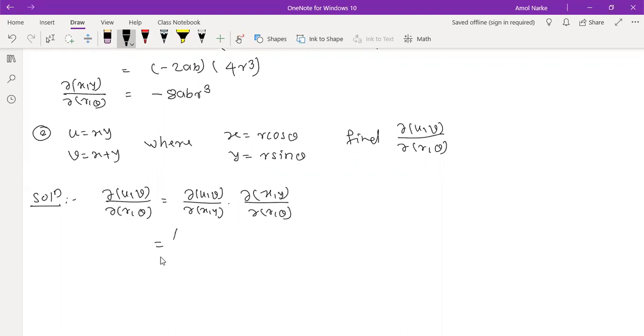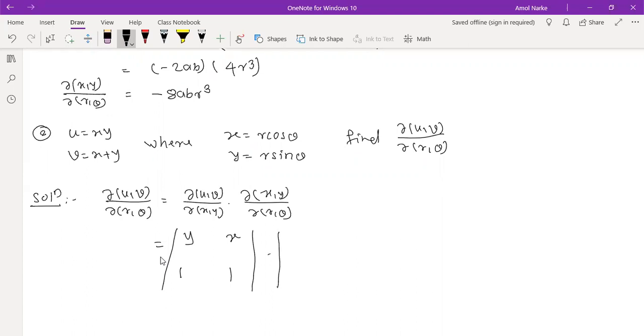Now directly tell me what is the first term here. Derivative of u with respect to x. It is simply y because we have a product. Derivative of u with respect to x is y, so I can write y here. Derivative of u with respect to y is x, so you are getting x here. Very good. Derivative of v with respect to x, you are getting 1. Derivative of v with respect to y, 1. So that is my first determinant.